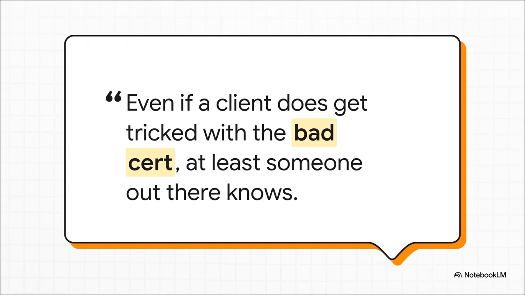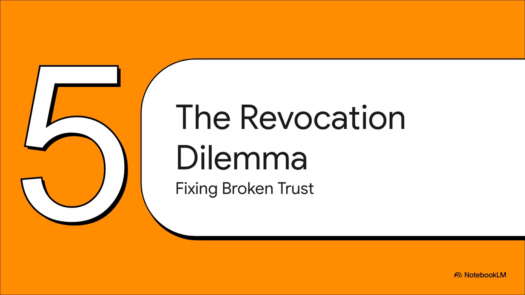Even if a client gets tricked with a bad certificate, at least someone out there knows. We might not be able to prevent every single bad certificate from being issued in the first place, but CT logs guarantee that attackers absolutely cannot do it in secret. Website owners can constantly monitor these public logs. So, if a fake certificate for your website suddenly pops up on the ledger, you can instantly sound the alarm and get it revoked. Which leads us to Section 5, the revocation dilemma.